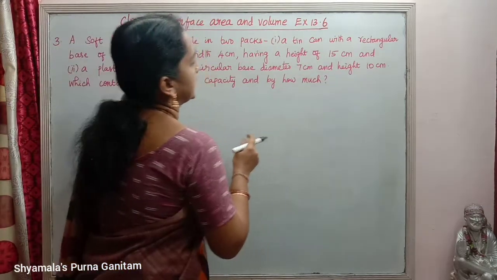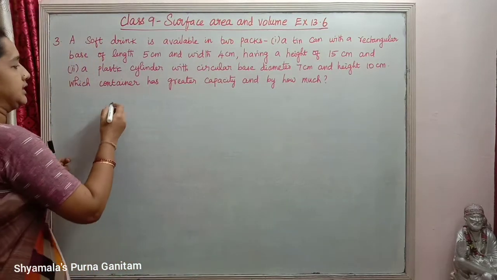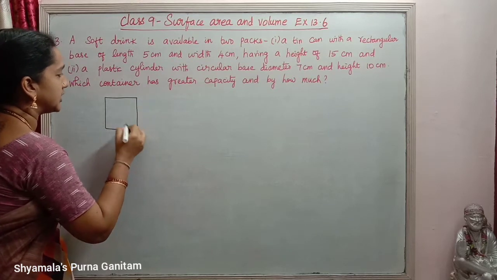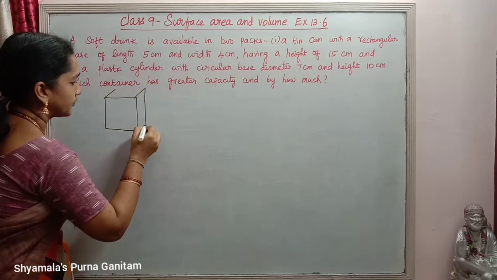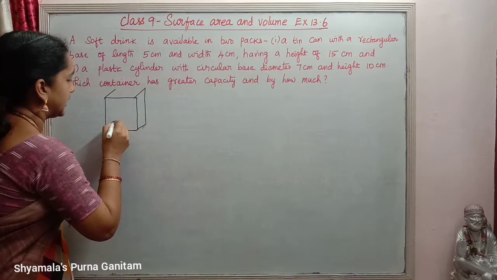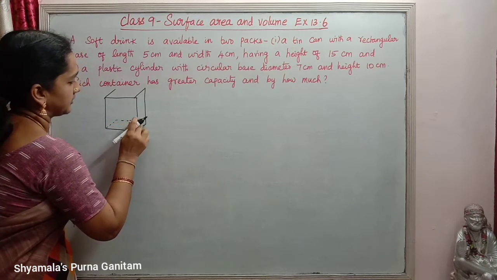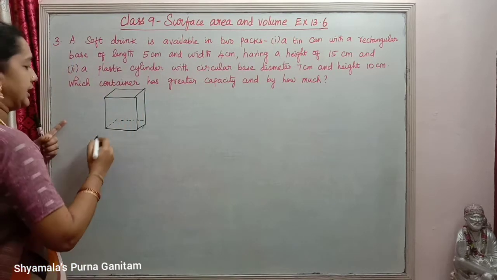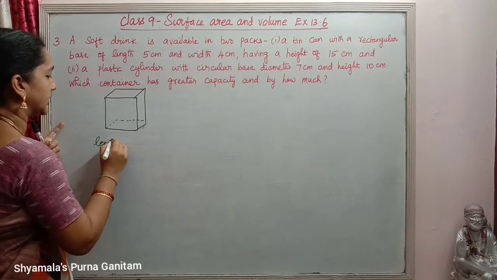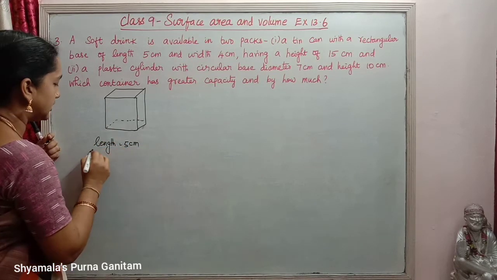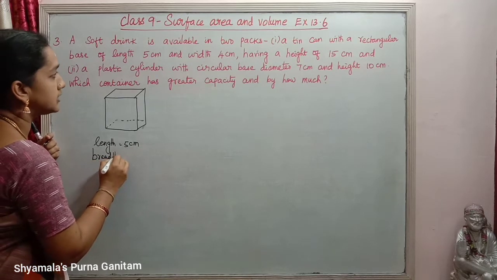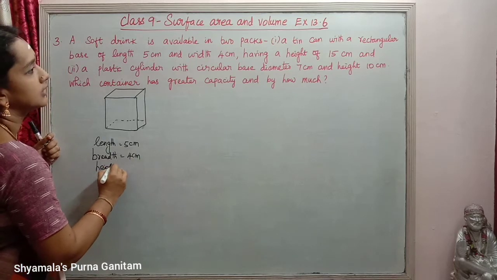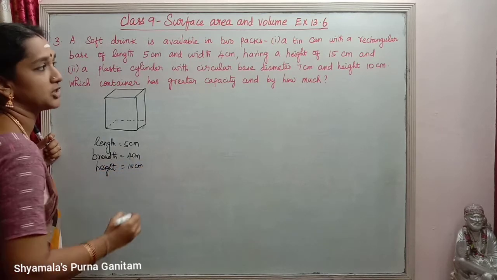So, the first one is a tin with a rectangular base. The tin is like this, so we will get a rectangular base here. Rectangular base of length: for this, length is given as 5 cm. Width is nothing but the breadth, that is given as 4 cm. And height is given as 15 cm. So, these 3 measurements are given.